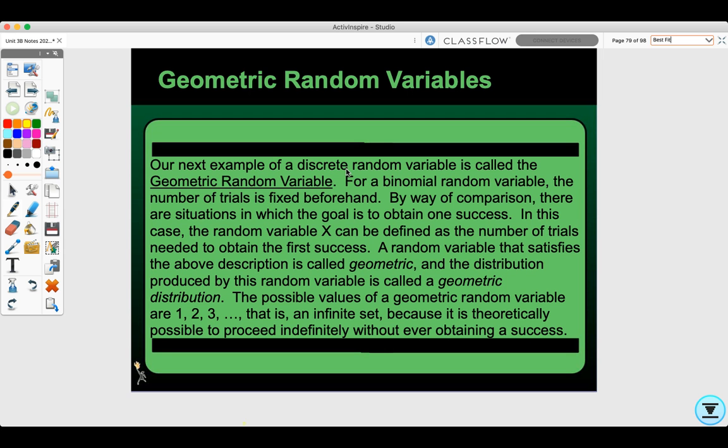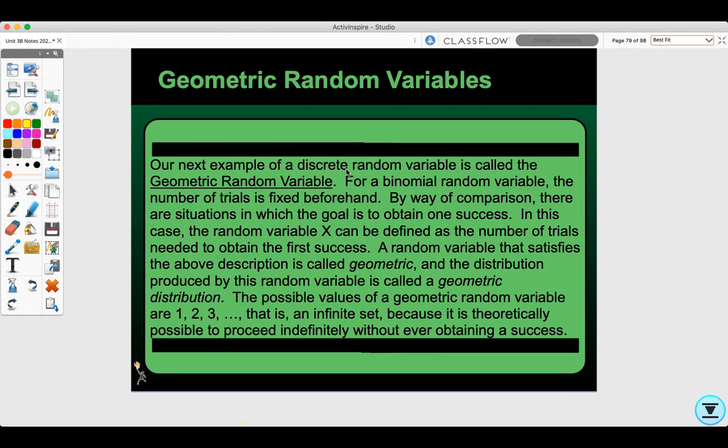Today we're going to go over geometric random variables. Our next example of a discrete random variable is called the geometric random variable. For a binomial random variable, the number of trials is fixed beforehand. By way of comparison, there are situations in which the goal is to obtain one success. In this case, random variable x can be defined as the number of trials needed to obtain the first success.